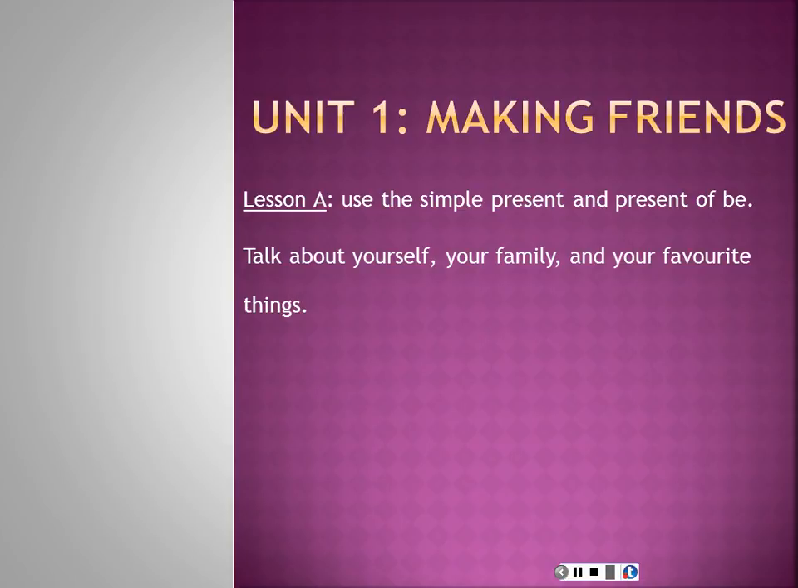Maybe you want to know something about the family of your friend, of your new friend. Maybe you want to know the favorite things of your friend. So when we want to make friends we need to know some information.